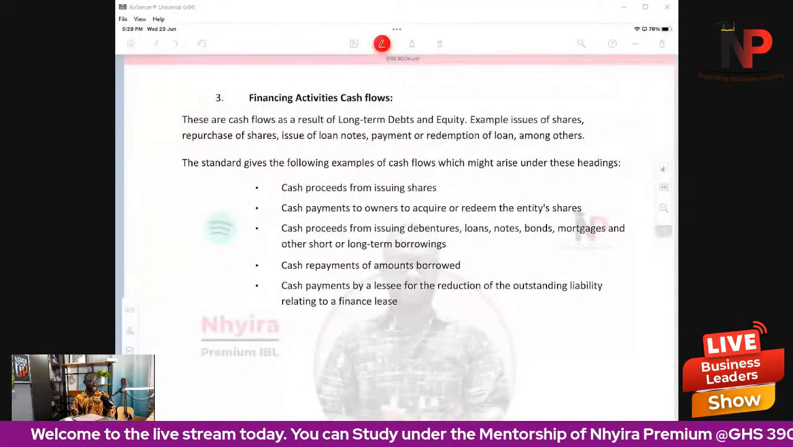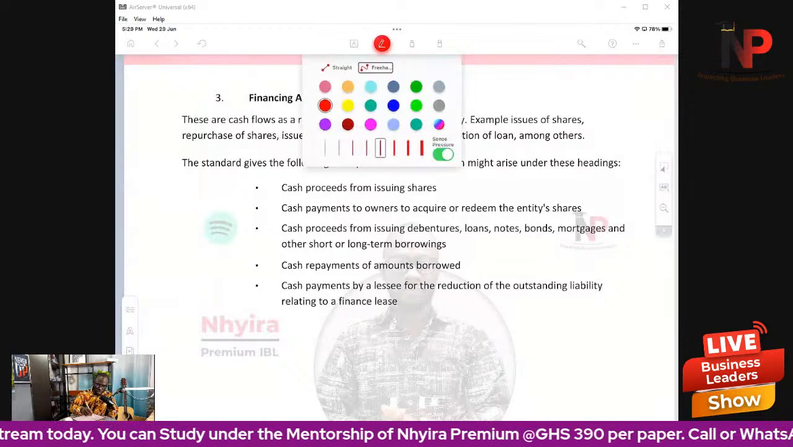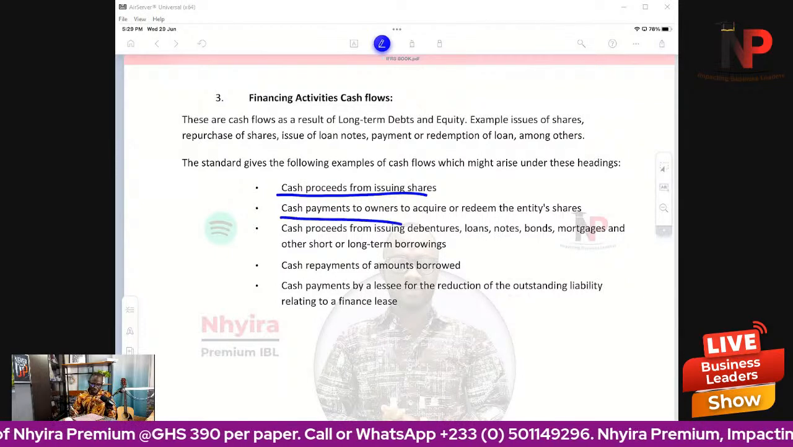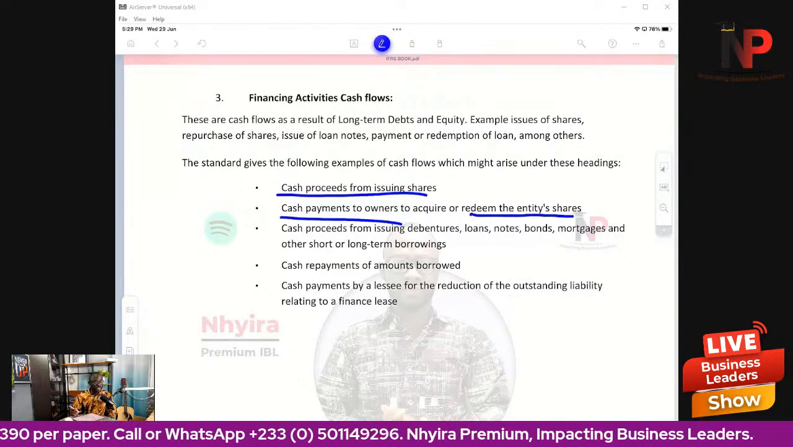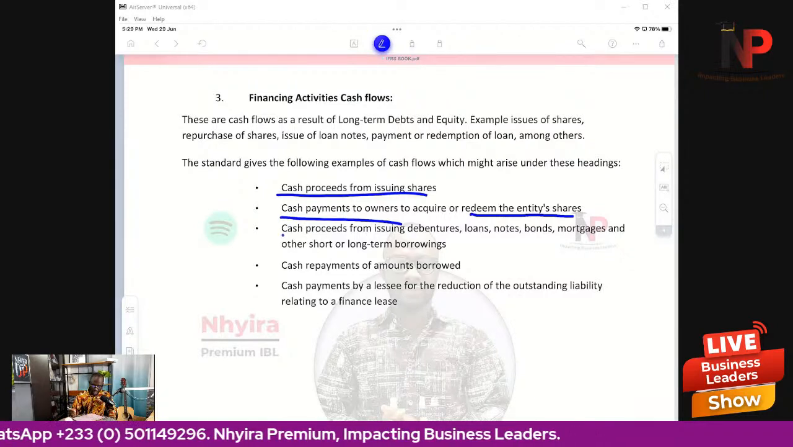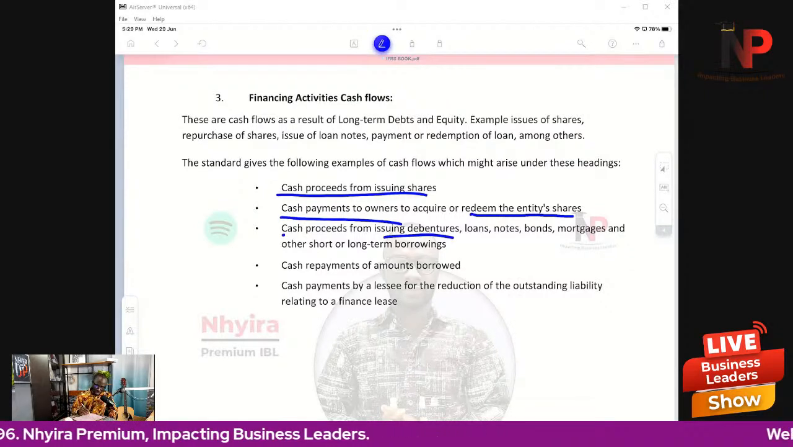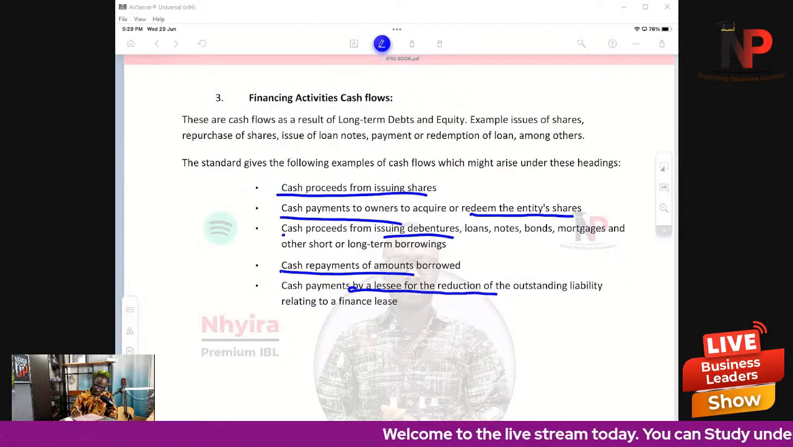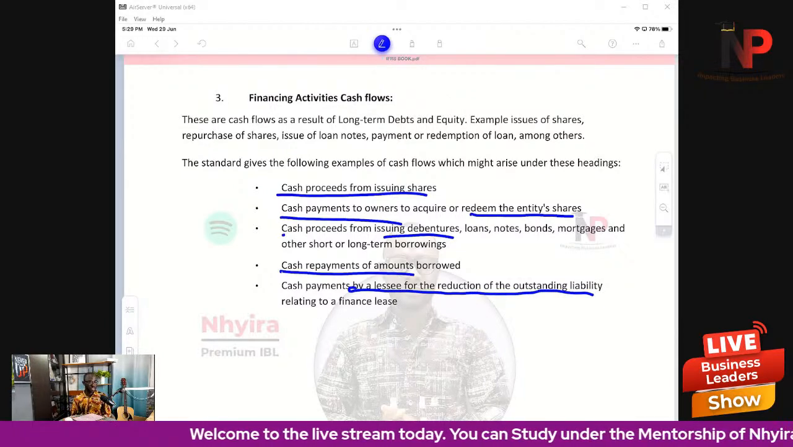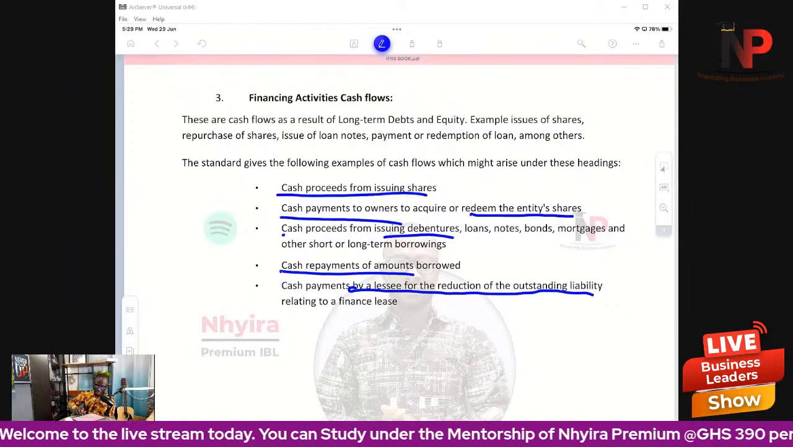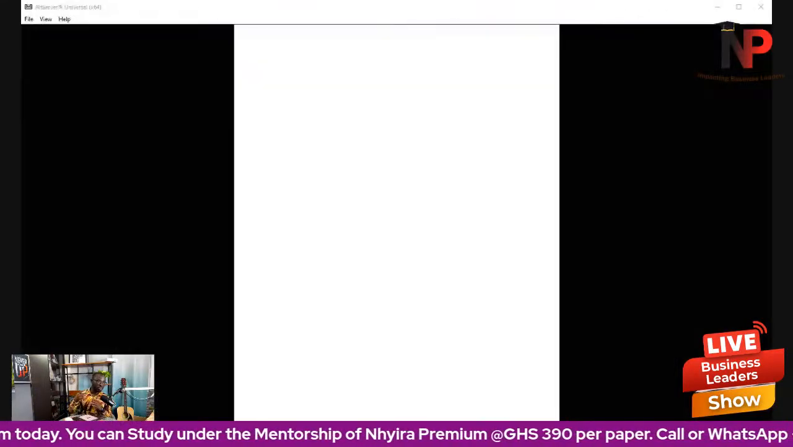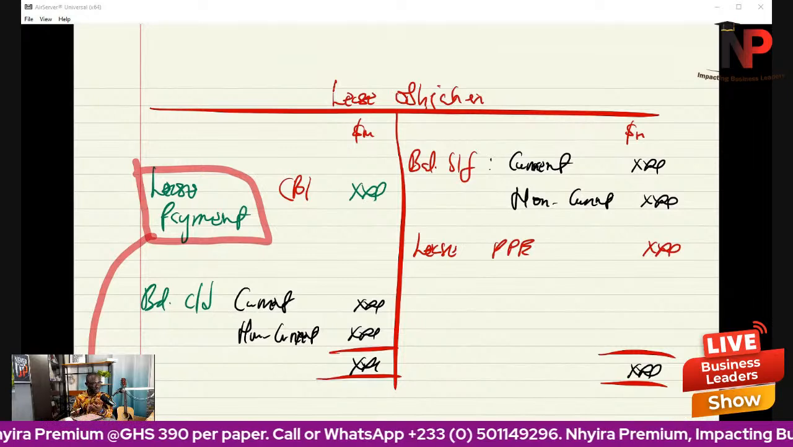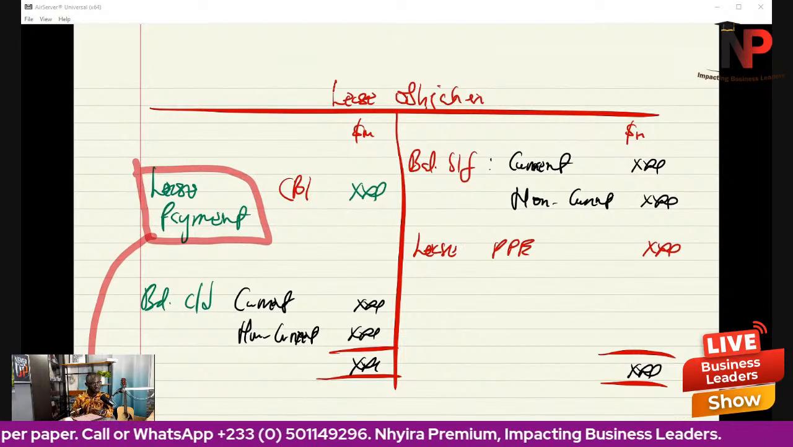So as you can see here, it is the same thing that we have already talked about. We bring in the cash proceeds from issuing shares, cash payments to owners to acquire or redeem the entity's shares, that is repurchases of shares, and cash proceeds from issuing debentures. We've said that cash repayments for amounts that we have borrowed, and cash repayments by a lessee for the reduction of the outstanding liability relating to the finance lease, we've also spoken about that. These are the things that we must understand when it comes to preparation of the cash flow statement.